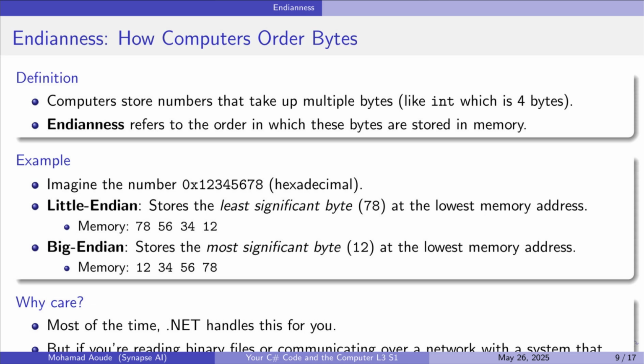Endianness is how a multi-byte number is stored in memory. In little endian order, the most common on modern PCs, the least significant byte is at the lowest address. So the hex number 0x12345678 is stored as 78563412. On big endian machines it would be 12345678. Most of the time .NET handles this for you, but it matters when you deal with binary files or network protocols.